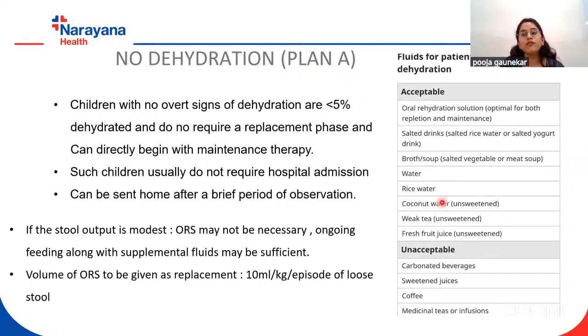So here, what are the fluids that you will advise at home? You can give ORS, you can give salted drinks like salted rice water or salted yogurt. You can give soup, you can give coconut water. But what is not acceptable is carbonated beverages, sweetened juices, coffee, tea, or medicated infusions. This is not advised. If you want to give ORS replacement, you will give it as 10 ml per kg per episode of loose stools. If the stool output is not very high, ORS may not be necessary. You can just continue feeding and give supplemental fluids.